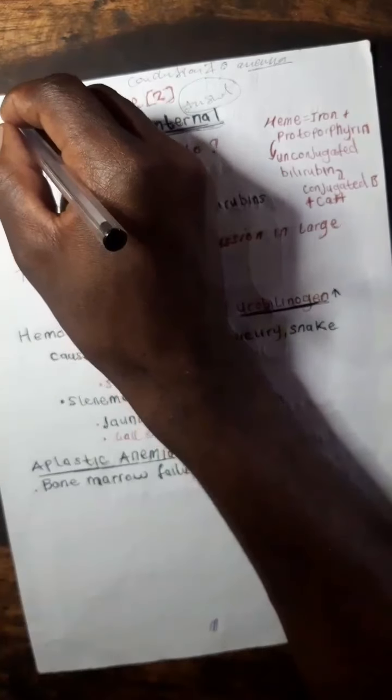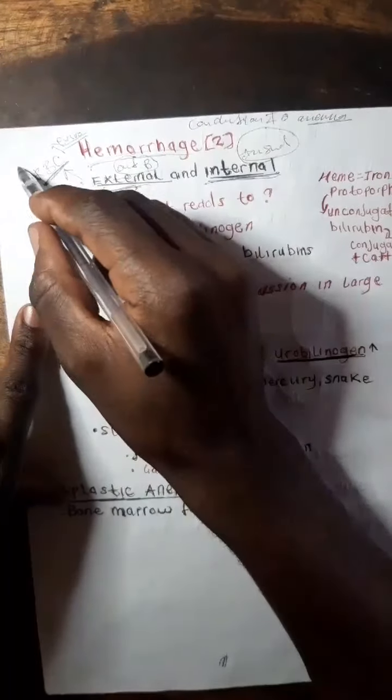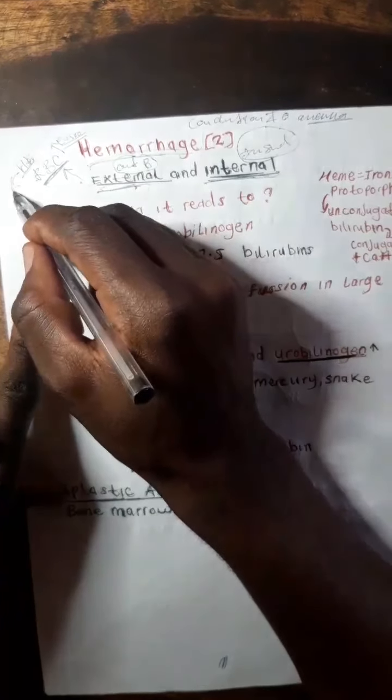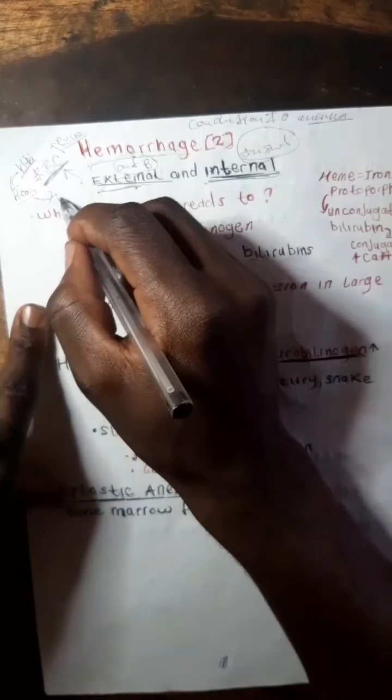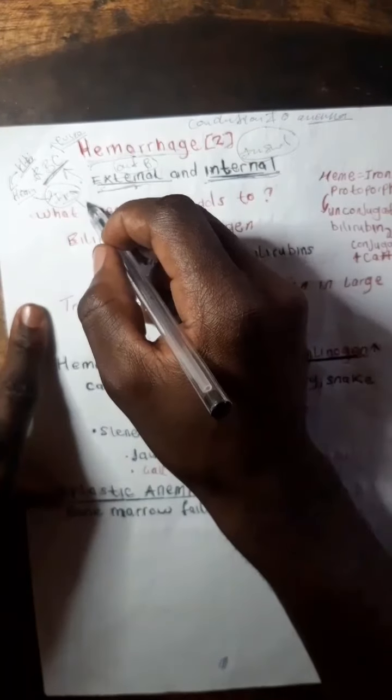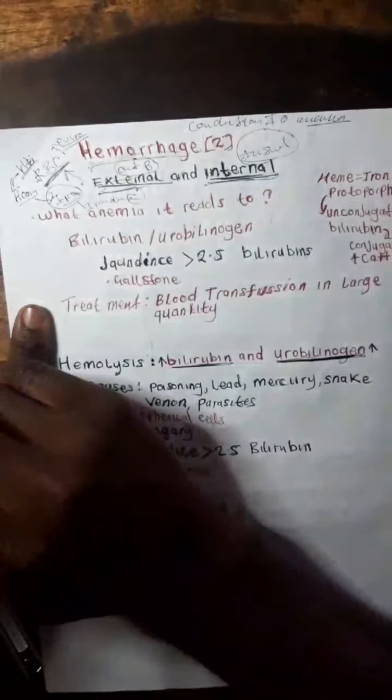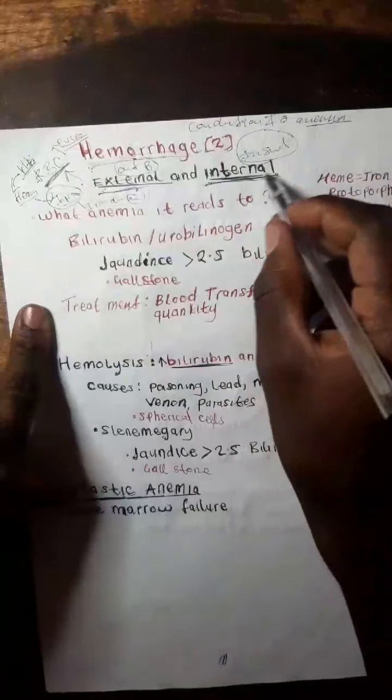External hemorrhage loses red blood cells to the environment, meaning since there is a loss in the red blood cells, there is also hemoglobin loss. Since there is hemoglobin loss, there is also heme lost. Since there is heme loss, it means iron is being lost. So hemorrhage can lead to iron deficiency anemia. What about internal hemorrhage?